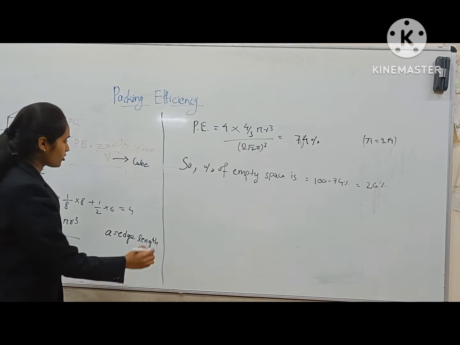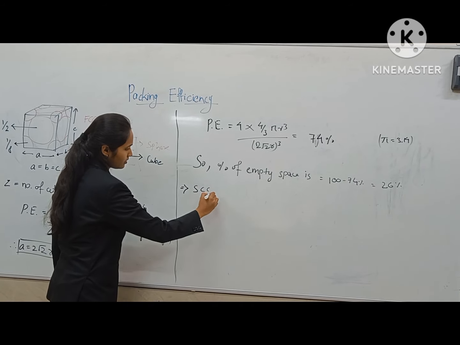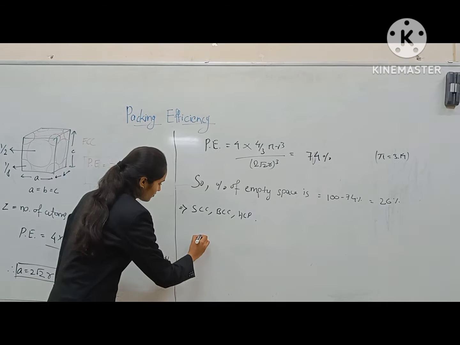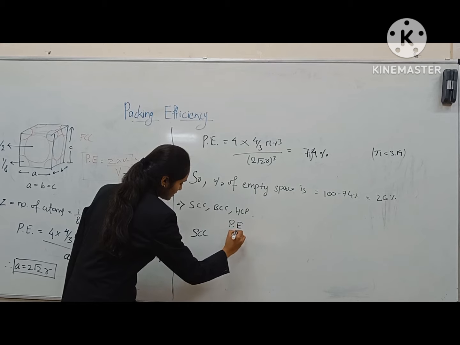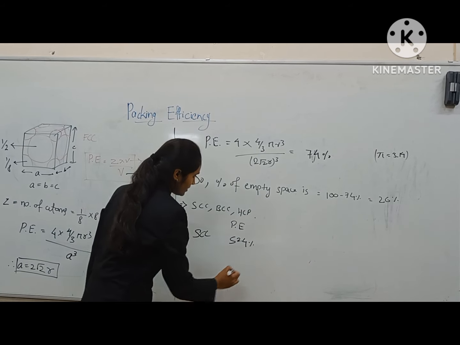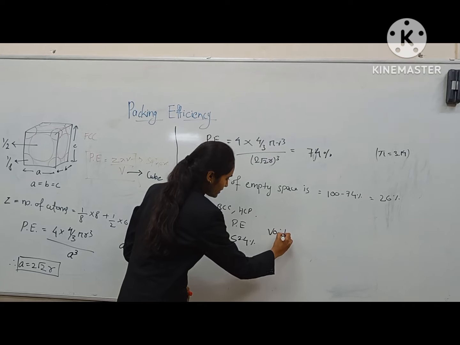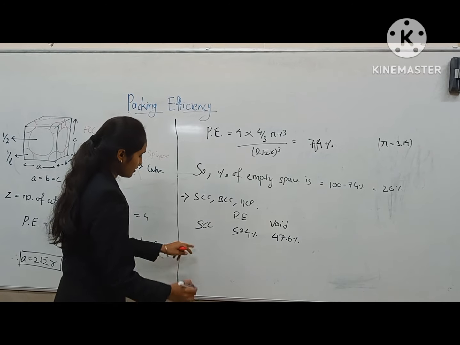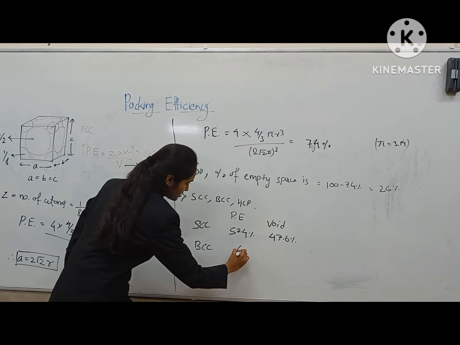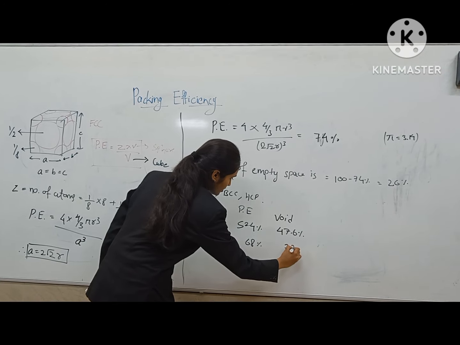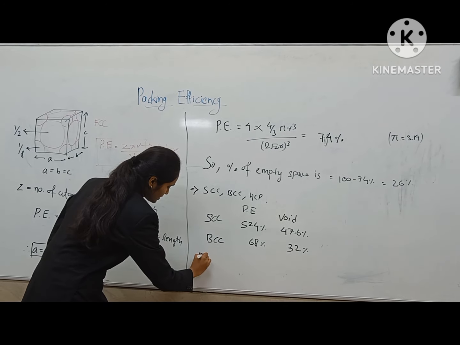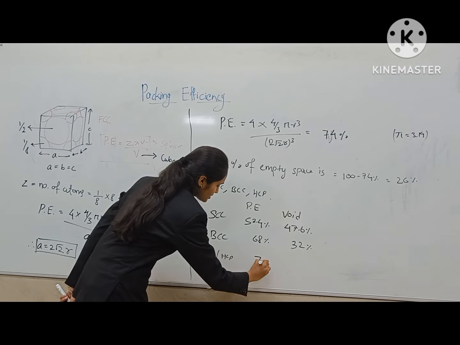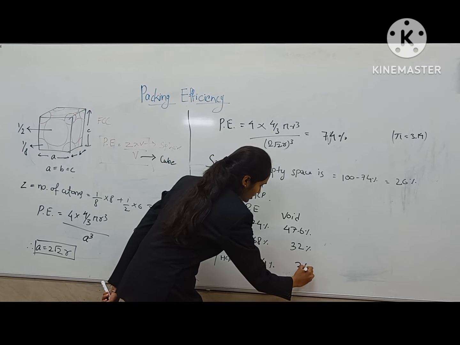Similarly, we can calculate this for SCC, BCC and SCP. So for SCC, the packing efficiency is 52.4%, and the percentage of empty space, also called void, is 47.6%. And for BCC, it is 68%, and here it is 32%. And for FCC or HCP, because both have a similar arrangement, both have packing efficiency 74%, and here it is 26%.